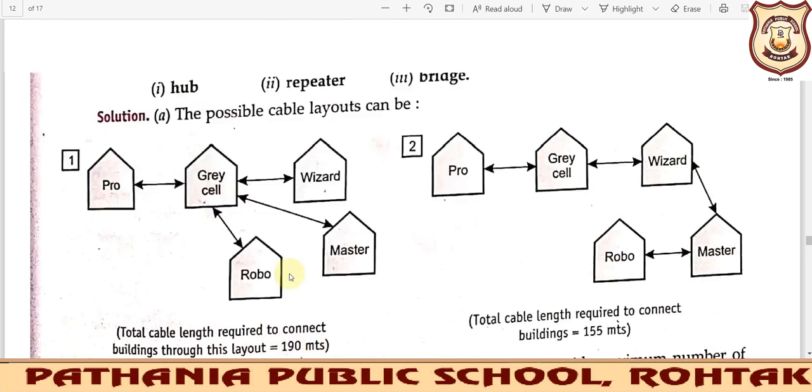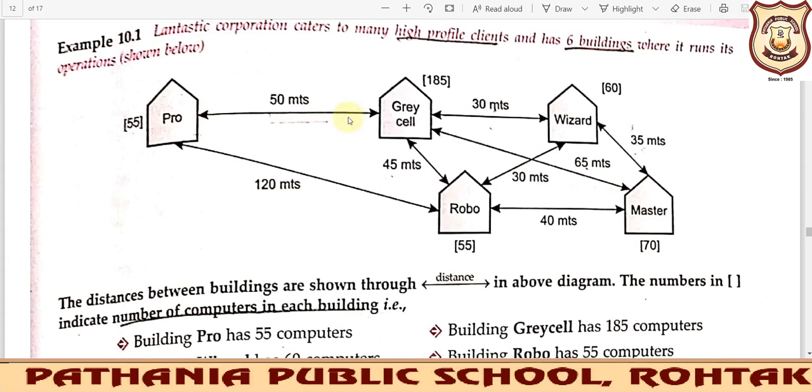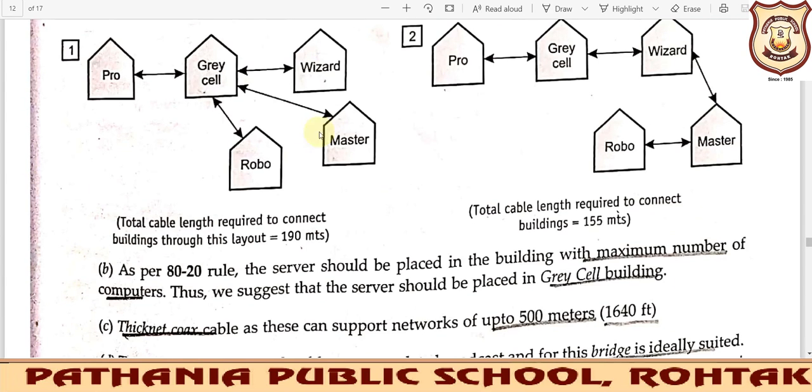How it has been calculated, you can count this to this 50 meters, then 30 meters, then this 65, then this 45. Every computer has to be connected to the server only, the rest of the connections we will avoid. So we will not put this, we will remove this one, and this one also. We will just keep the connections that are important, and you can count the cable lengths they have already given. Here you can add the length of the cable, that will be 155 meters, and here it is 190 meters.